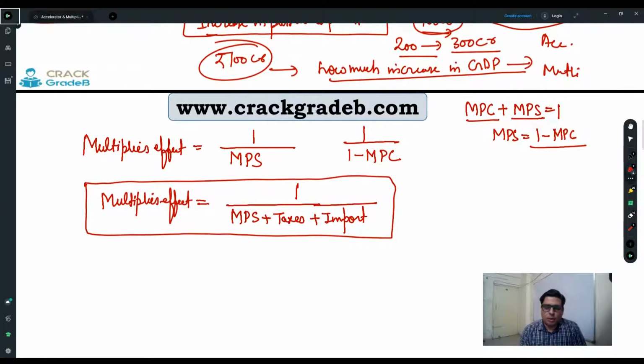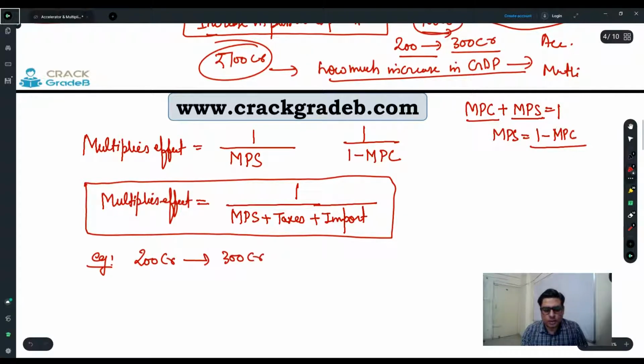Now, maybe you are not able to understand right now. When I explain with the example, I hope it is going to be a little bit clearer. More clarity you are going to get. So I said earlier the government was spending 200 crore. Now the government has increased its spending to 300 crore for a particular section, or any spending we can take. So expenditure is increased by the government by 100 crore.